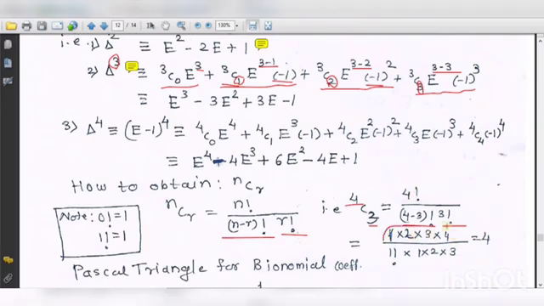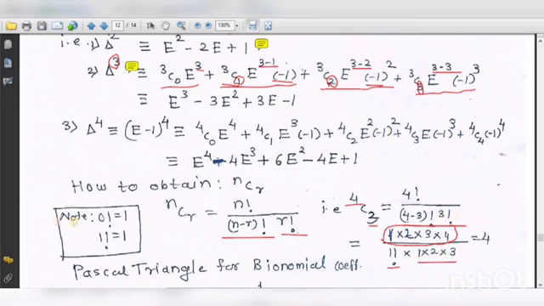The numerator in this expansion gives me 4 factorial. In the denominator it is 4 minus 3, that is 1 factorial, and 3 factorial is 1 into 2 into 3. Here is the value of 3 factorial.